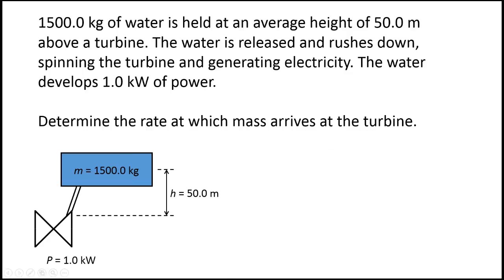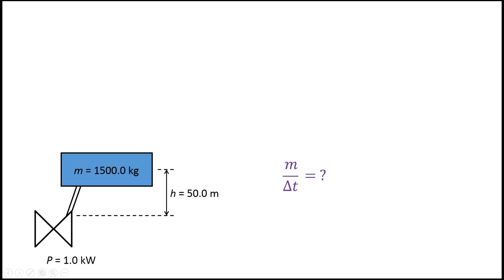But what's the unknown? Well, the unknown, they say the rate at which, so, well, that means divided by delta t, the rate at which mass arrives. So I'll put an m in the numerator, because m is mass. So the rate of mass. Let's see if we can use our power equation to work this out.